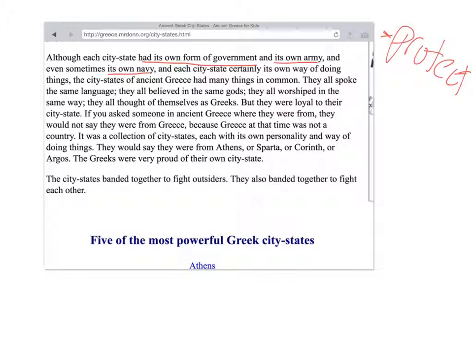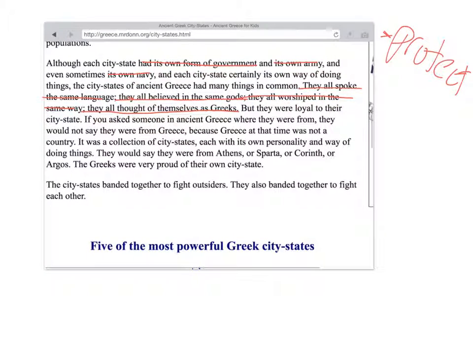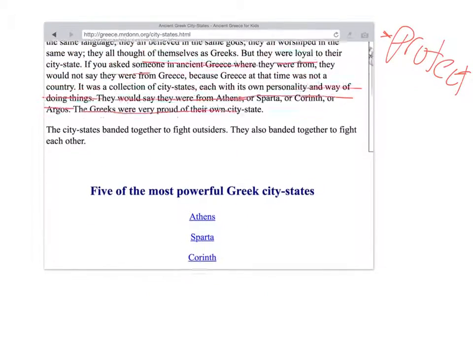The states of ancient Greece had many things in common. They all spoke the same language, like I mentioned before, and they all believed in the same gods. They all worshipped in the same way. Their religion and language were pretty similar, and they all thought of themselves as Greeks. But they were loyal to their own city-state. So if you asked someone in Greece, hey, where are you from? They wouldn't say Greece, because at the time it wasn't a country. It was a collection of city-states. They would say they were from Athens or Sparta or Corinth or Argos. The Greeks were just proud of their city-states. Sometimes the states would band together to fight outsiders, but they also fought each other.